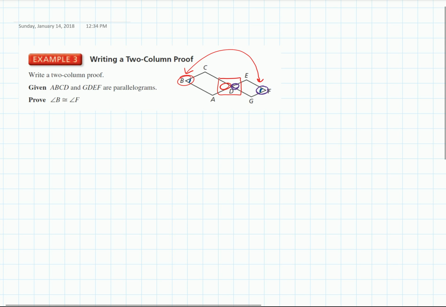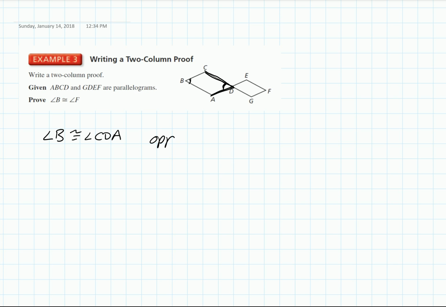So let's begin. Let's start off by saying that angle B is congruent to angle CDA. Now, I'm using CDA to refer to this angle right here, from C to D to A. And I'm saying that it has to be congruent to angle B because they're opposite angles of a parallelogram. So I'll write opposite angles of a parallelogram are congruent.